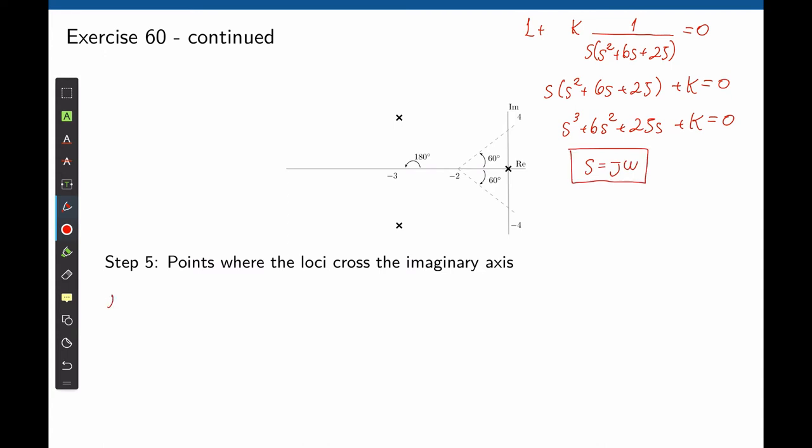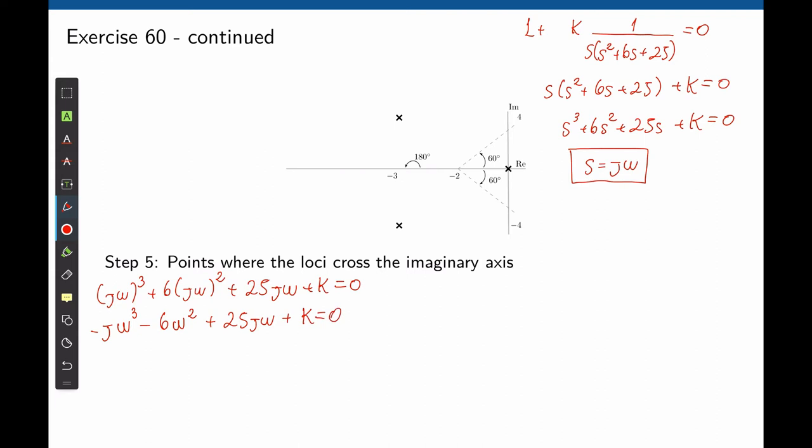By doing that, we have j omega to the power of 3 plus 6 times j omega squared plus 25 j omega plus k equals to 0. J to the power of 3 is j times j times j, or j squared times j. J squared is minus 1, times j, so this is simply negative j. J omega to the power of 3 is thus negative j times omega to the power of 3, minus 6 omega squared plus 25 j omega plus k equals to 0.